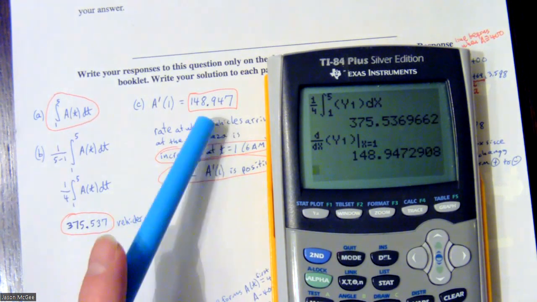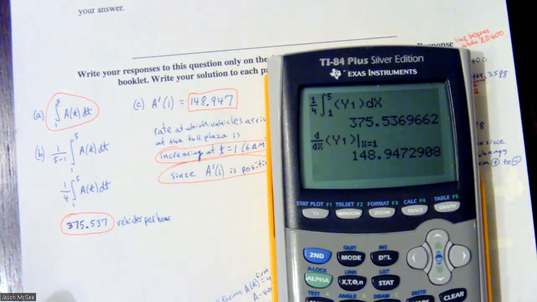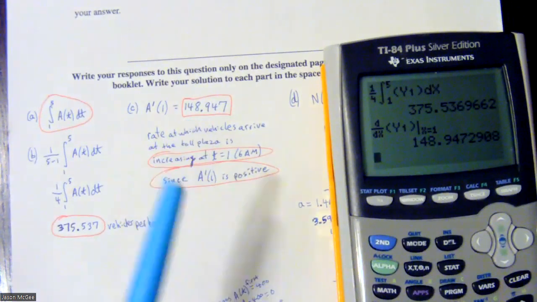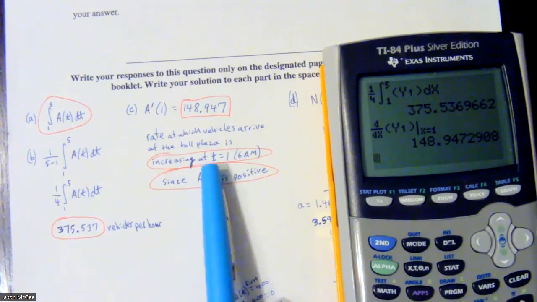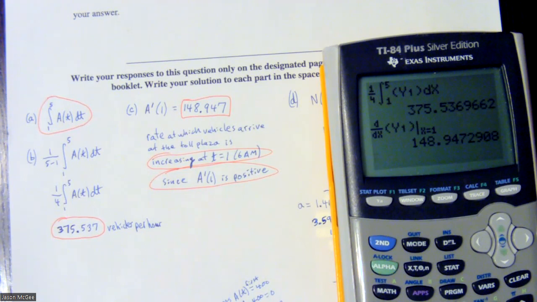So we have to be able to get that 148.947 number. Make sure the calculator is in radian mode like always, because it has trig in there. And then since that number is positive, that means that rate is going to be increasing. So we got increasing at t equals 1 since that A prime of 1 is positive. So make sure we justify our answers.